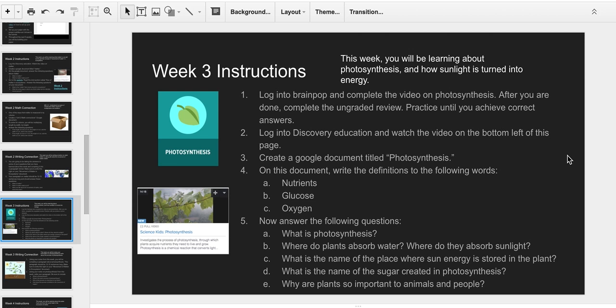So this week, as you learn about photosynthesis, you're going to be continuing to build that paper that last week you should have already written your paragraph on matter in. So the first thing that I want you to do is log into BrainPop and complete the video on photosynthesis, which will look like the symbol to the left here. After you're done, complete the ungraded review and practice until you achieve the correct answers so that you understand the basics of photosynthesis. I'm not asking you to understand all the very in-depth pieces of photosynthesis, but you should understand how energy is transferred into Earth's energy.